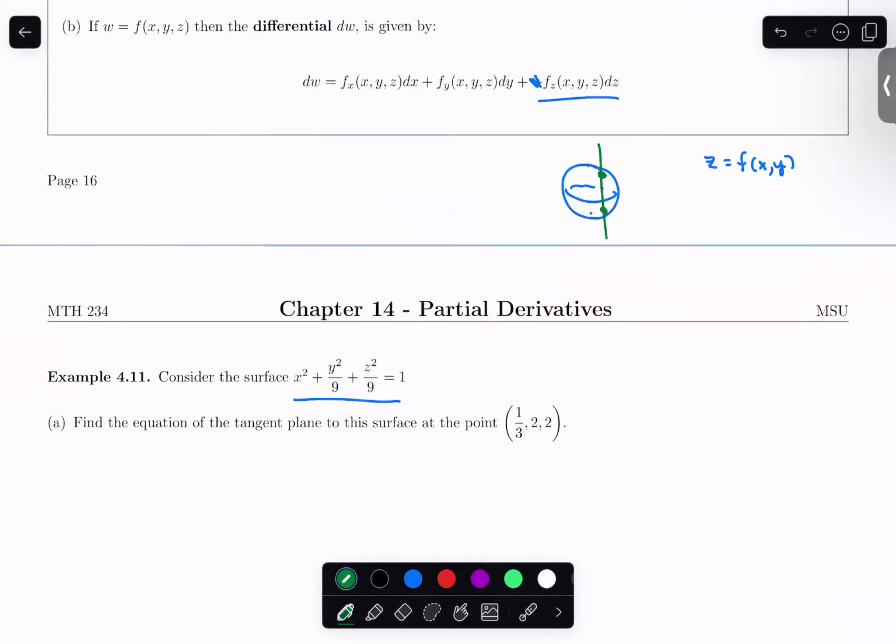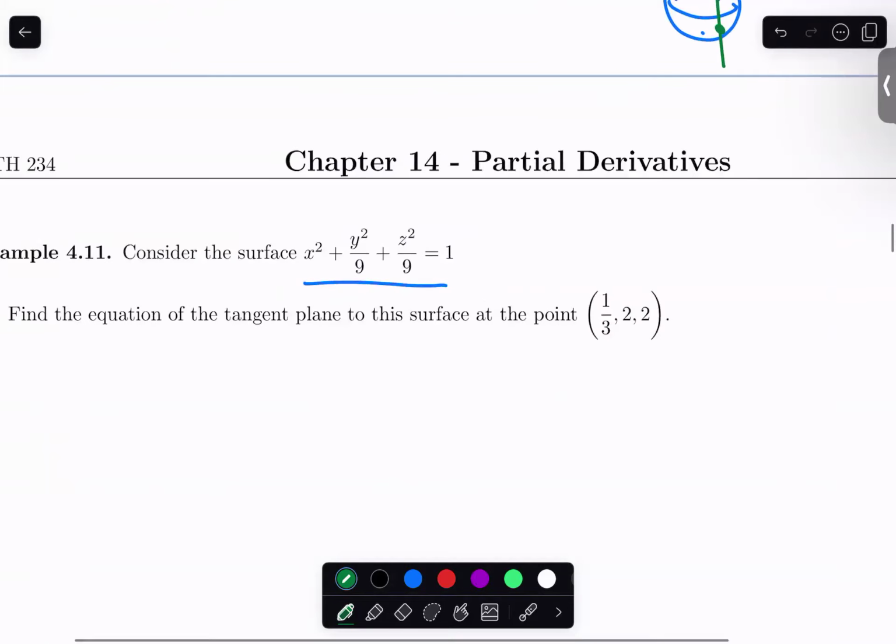Good. So for this one, I would like to find the equation of the tangent plane to this surface at the point. This is not a function as it stands, and our tangent plane equation always requires us to have a z equals some function of x's and y's. So I need a z equals. First of all, I notice that this is not set up as a z equals, so I need to spend a little bit of time rearranging this. Let's rearrange it a bit.